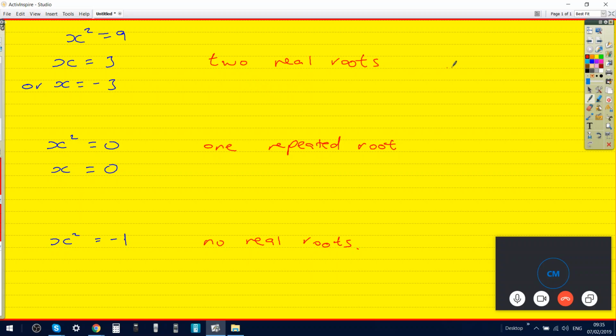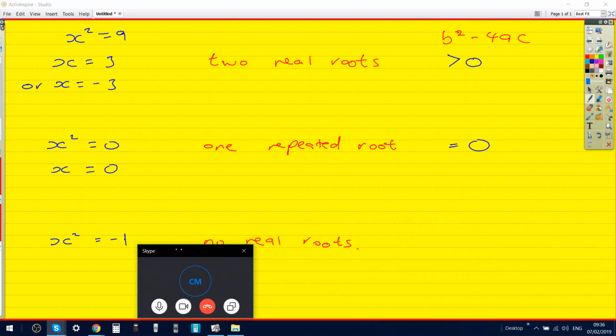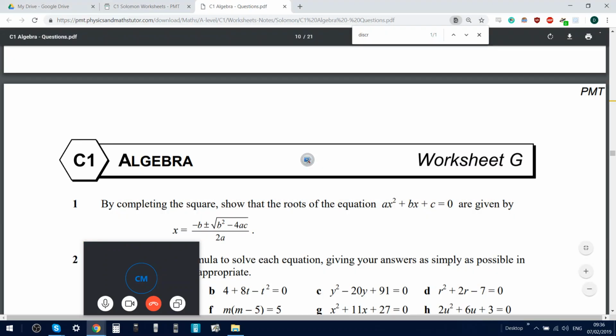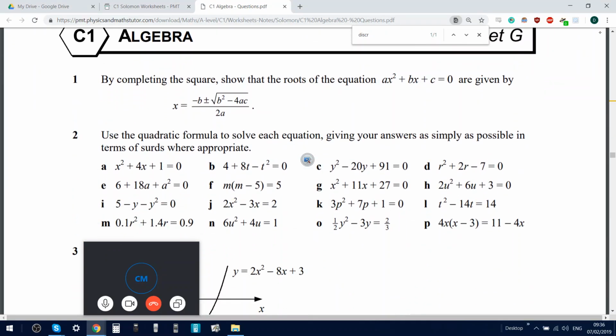So in the quadratic formula, the square root bit is the b squared minus 4ac. If that's bigger than 0, if it's positive, then you get the 2 roots. If it's equal to 0, then you get the square root of 0, which is just 1 repeated root. And if it's a negative number, less than 0, then there's no solutions, no real roots. So that's where it all comes from. And so we'll use that.